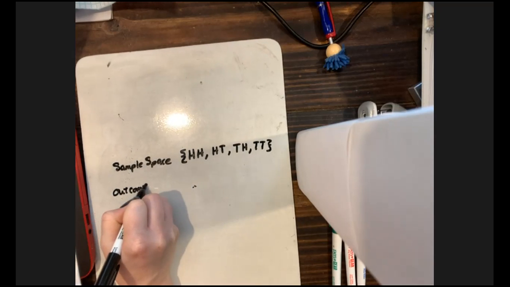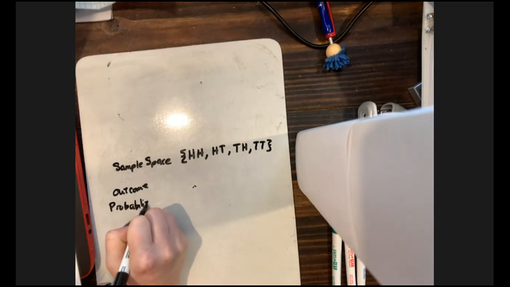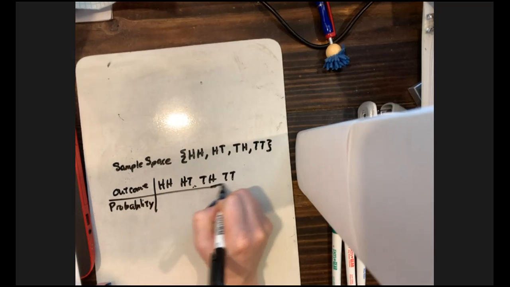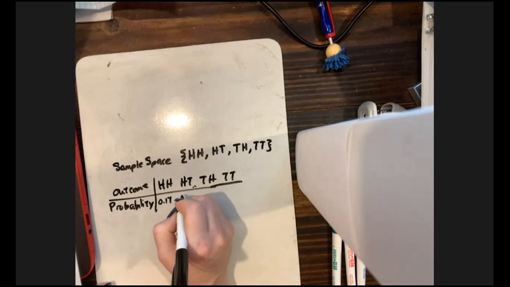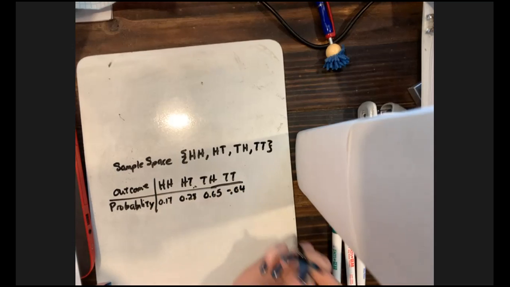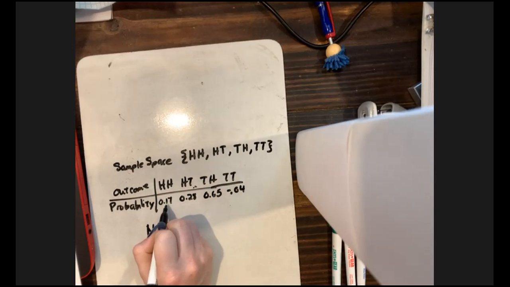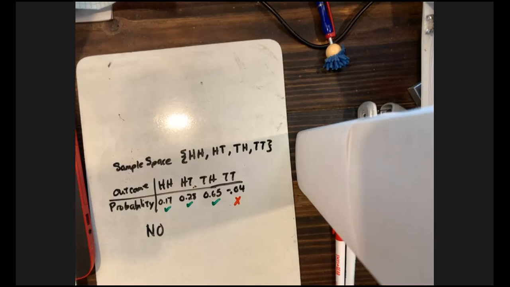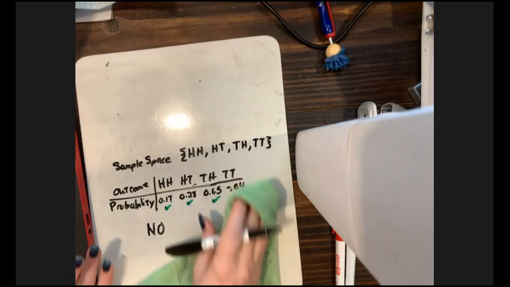Now, they are going to ask us if this represents a probability model. The answer is no. This is fine. This is fine. It's between 0 and 1. This is fine. It's between 0 and 1. This is fine. It's between 0 and 1. This is bad. It's not between 0 and 1. So that cannot be a probability model, because not everything sits between 0 and 1. There'll be a couple other rules that we have with this a little bit later on.